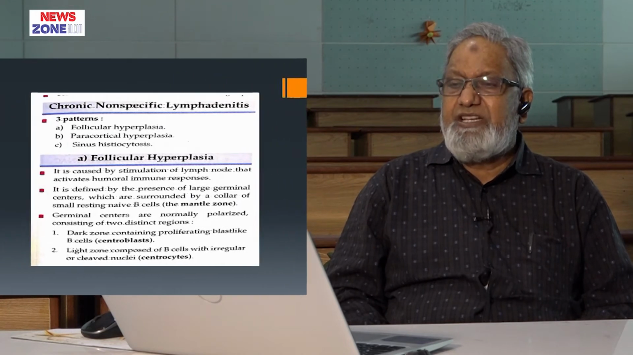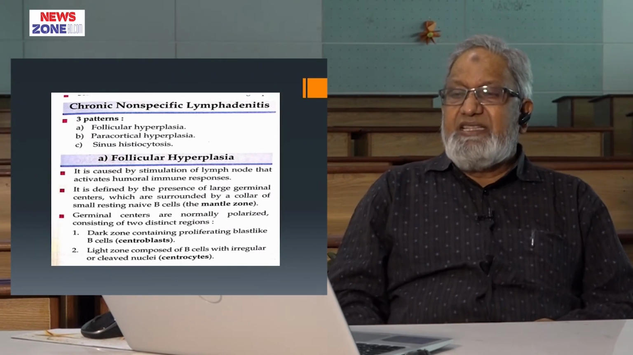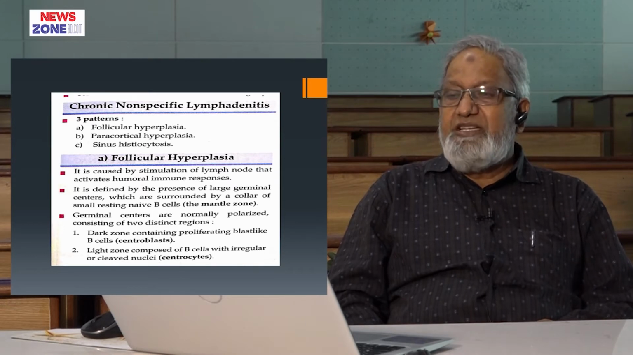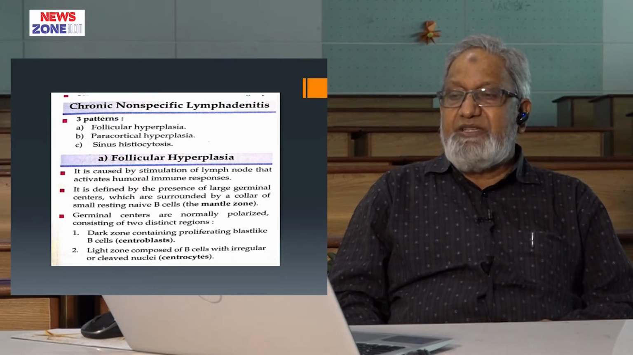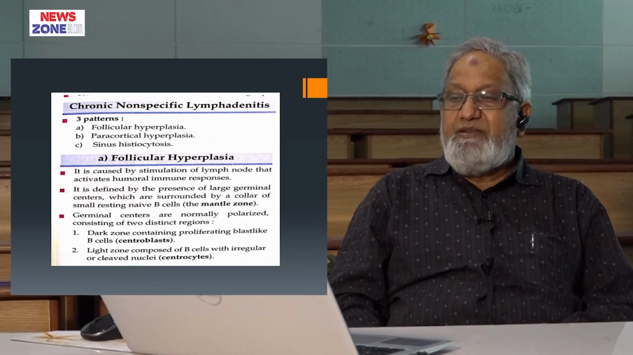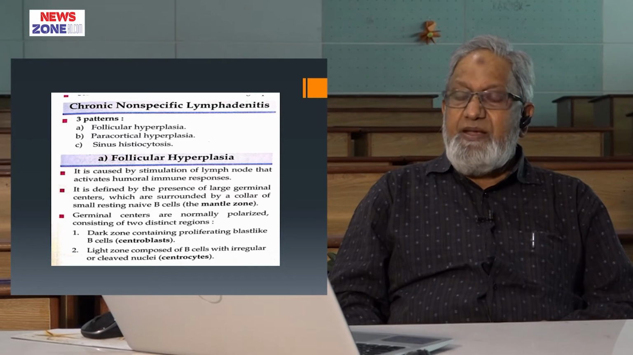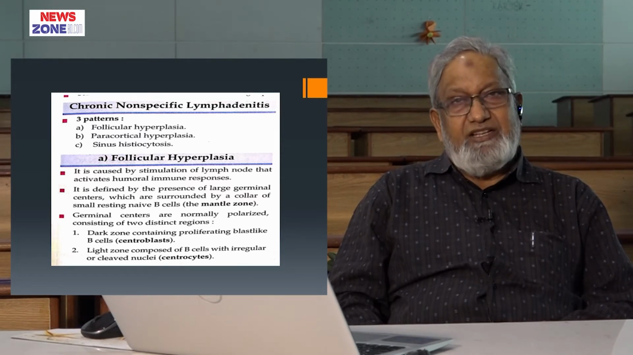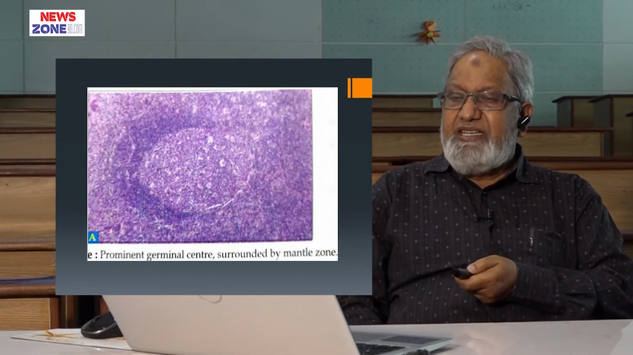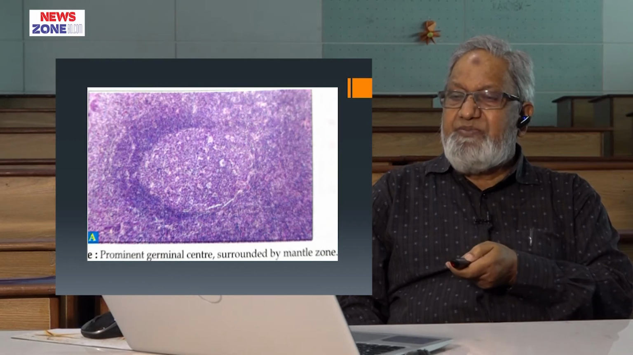Follicular hyperplasia is caused by stimulation of lymph nodes that activates the humoral immune response. It is defined by the presence of large germinal centers, surrounded by a collar of resting small lymphocytes, the mantle zones. The germinal centers are normally polarized and contain mainly two types of cells, centroblasts and centrocytes. Now, you see the picture: prominent germinal centers surrounded by a mantle layer of zones.